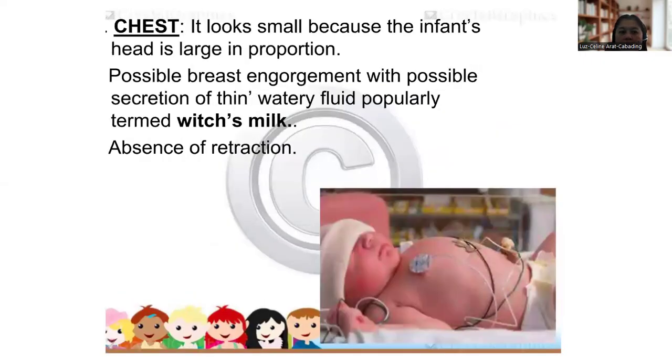Now the chest looks small because the head is larger in proportion. Okay. Now some newborns can have breast engorgement and milk coming out. We call this witch's milk, the secretion of thin watery fluid, and the chest should not be retracted.